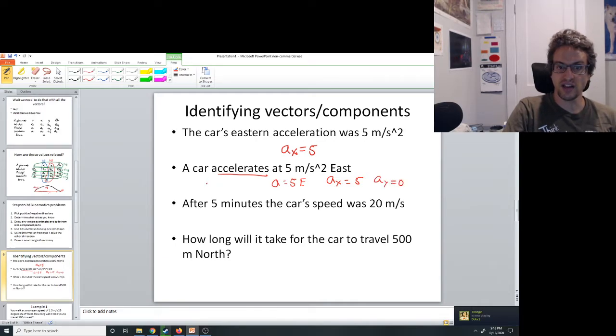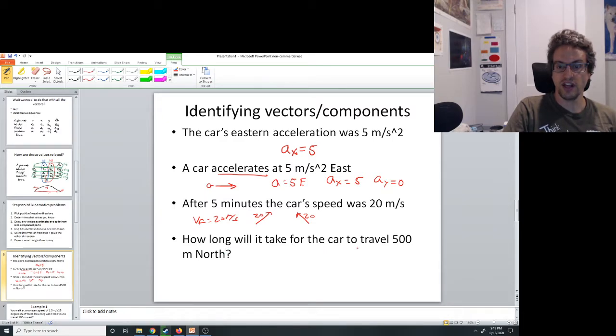Because again, we're saying that the acceleration is a vector pointed that way, which means there's no up and down to it, or no north-south to it. Okay? For 5 minutes, the car's speed was 20 meters per second. That just tells me it could be this way. All we know is that v, or v final probably, is 20 meters per second. Don't know if it's the x or the y part or a combination of both.